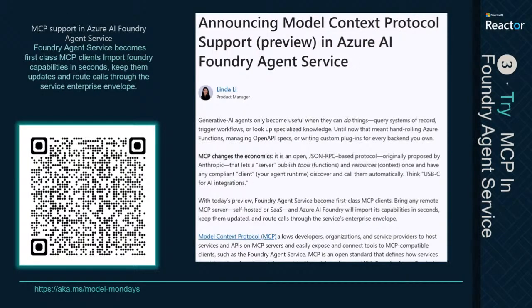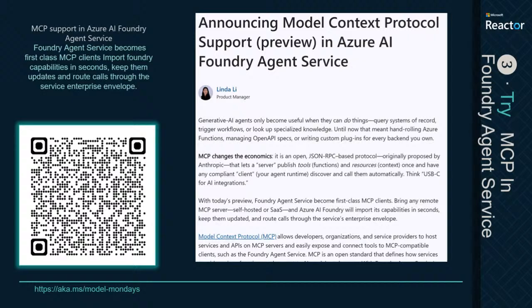Next highlight is Model Context Protocol support. So last week we talked about MCP support in Foundry models. Now today we are going to talk about MCP support in Azure AI Agent Service. So if you're building with multiple models in production, you know how routing logic can get really messy.